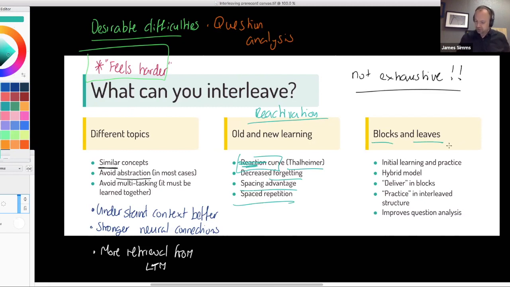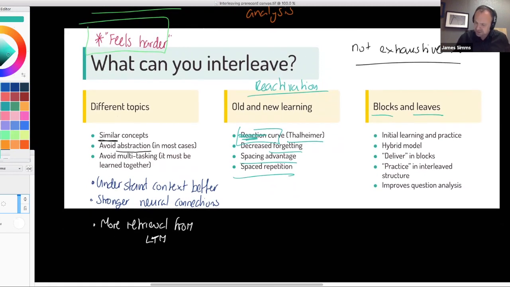I've just called these, and this is my own term, blocks and leaves. Let's say you're going to teach 3 concepts that are relatively similar. What you want to do is deliver the teaching in blocks. So you do your first block, your second block, and your third block of teaching.